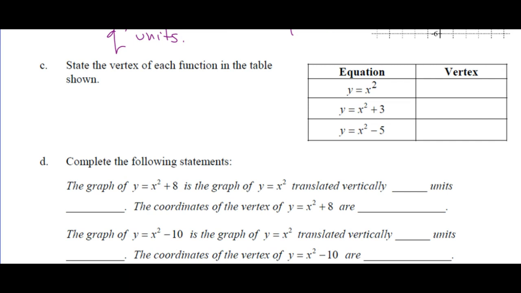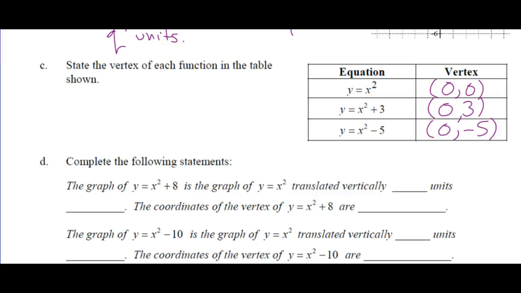State the vertex of each function. All right, let's see if I can get this one right. 0, 0. 3. That's in the right place now. And negative 5, right? Okay, so Q seems to do what it says it's going to do. Nobody's surprised. If it's positive, it moves up. If it's negative, it moves down, right?